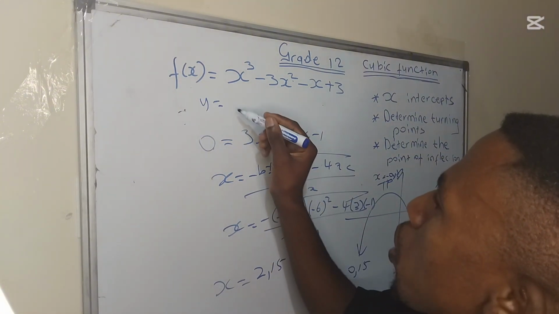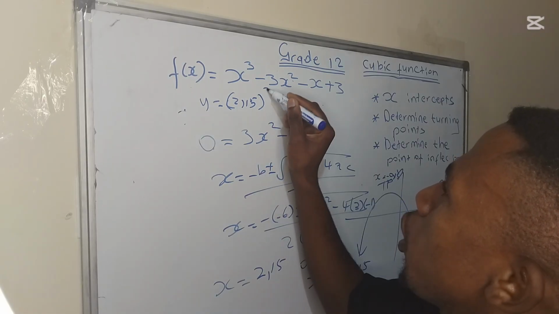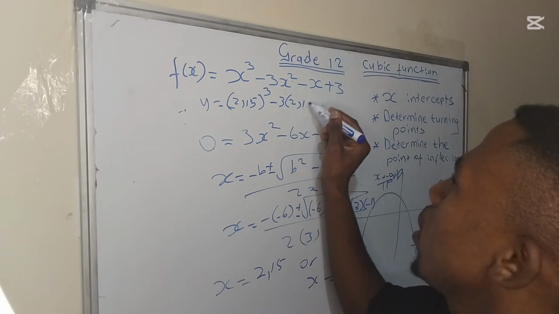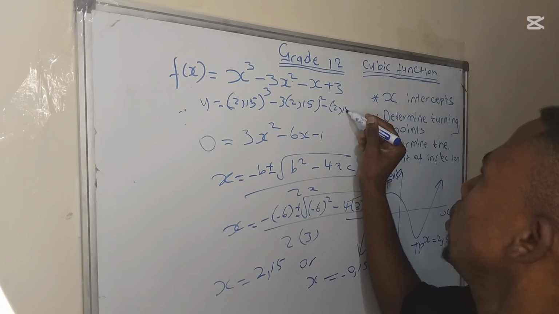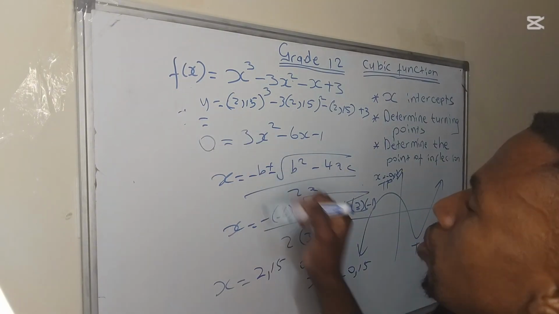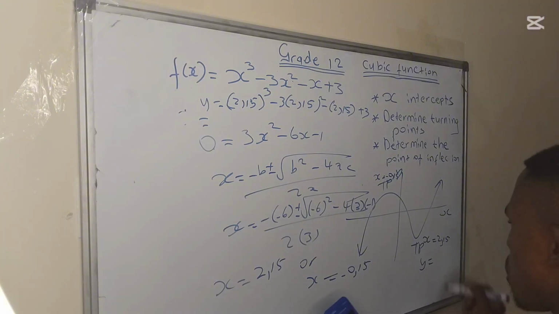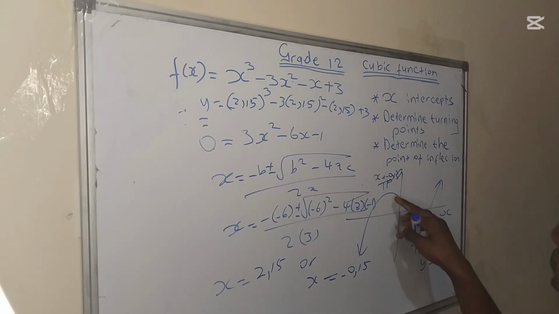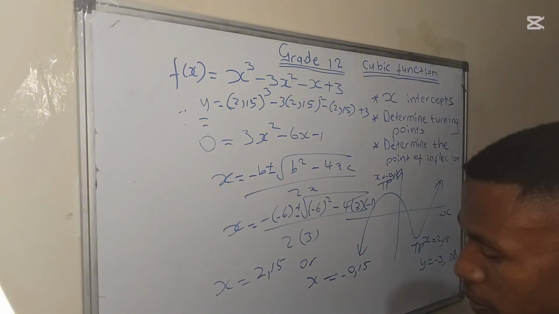Y is equal to 2.15 cubed minus 3 times 2.15 squared minus 2.15, then plus 3. Then what is the simplification of this? Try to punch this on your calculator. I mean, our y is equal to negative 3.08. What about the y coordinate that corresponds with negative 0.15?